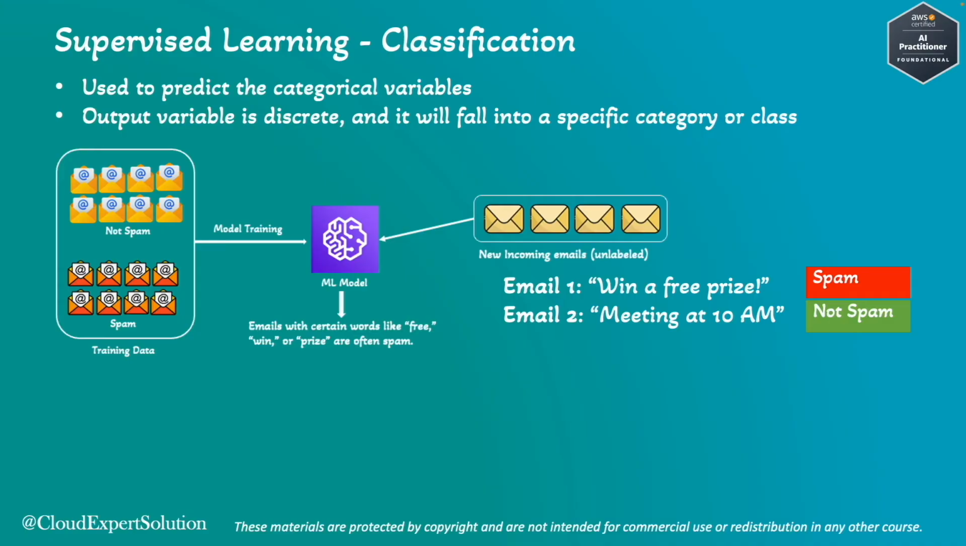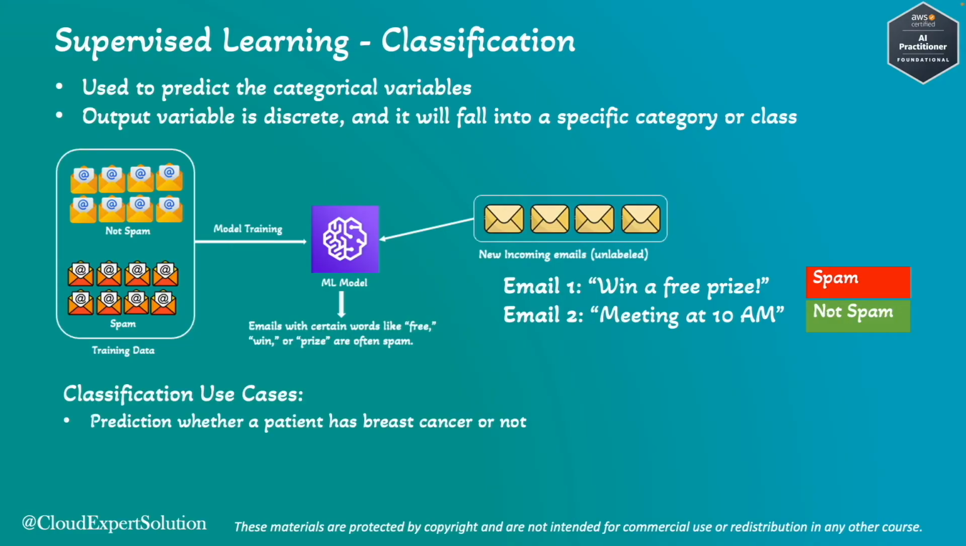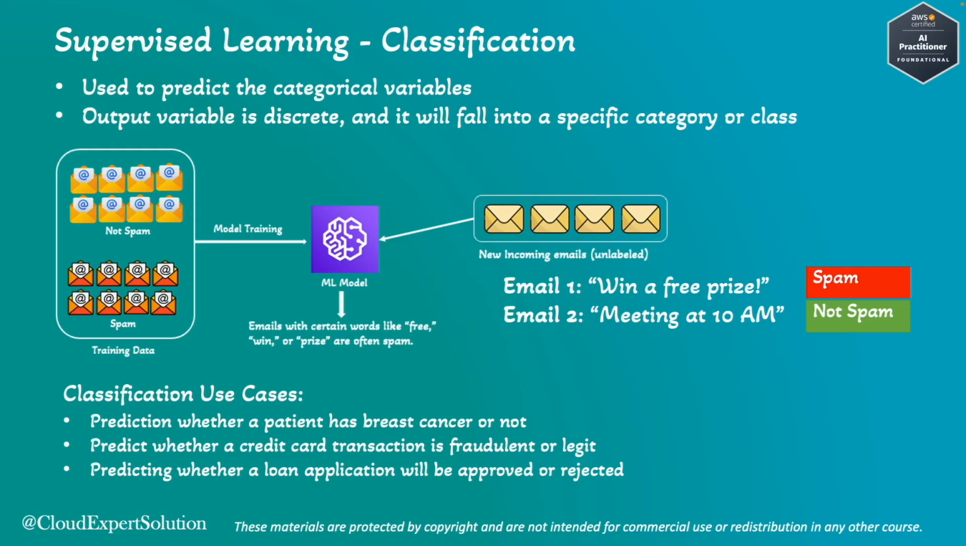There is no third status in between. There are some more use cases for classification. If you want to predict whether a patient has breast cancer or not, whether a credit card transaction is fraudulent or legit, whether a loan application will be approved or denied, or if you want to classify images of crops to detect diseases. These are all different use cases or examples of classification models, and you can clearly see here the output will fall into one of the categories. It cannot have a continuous value.